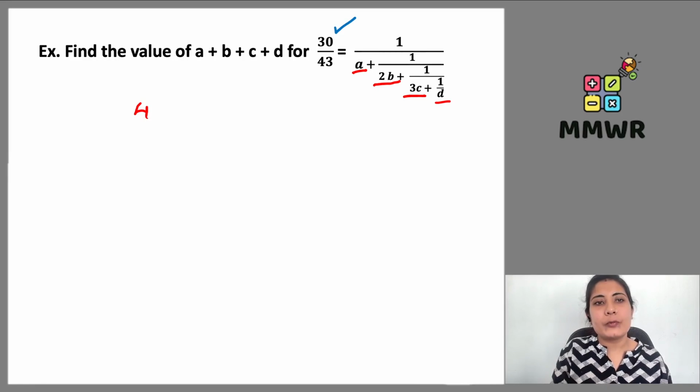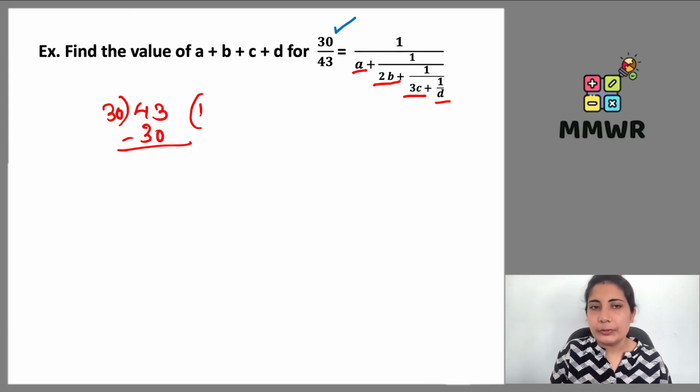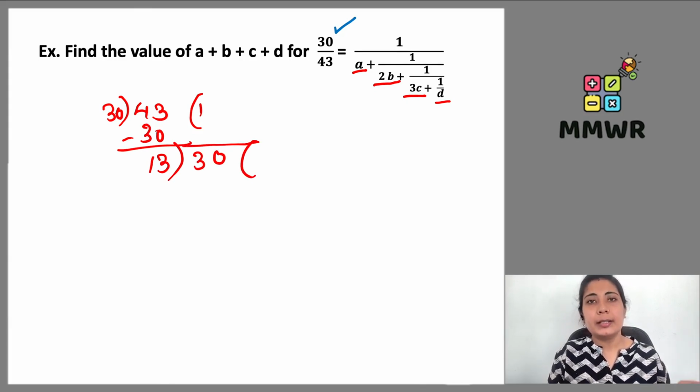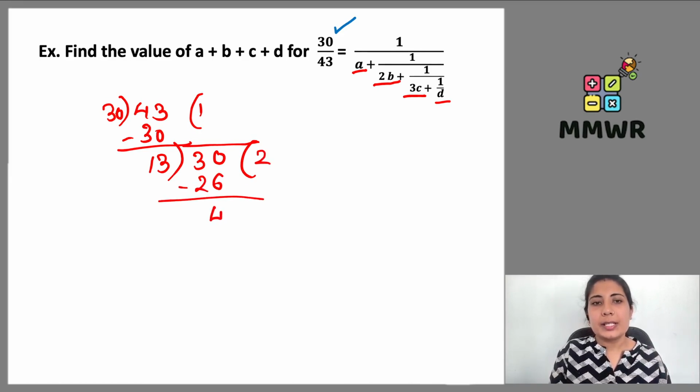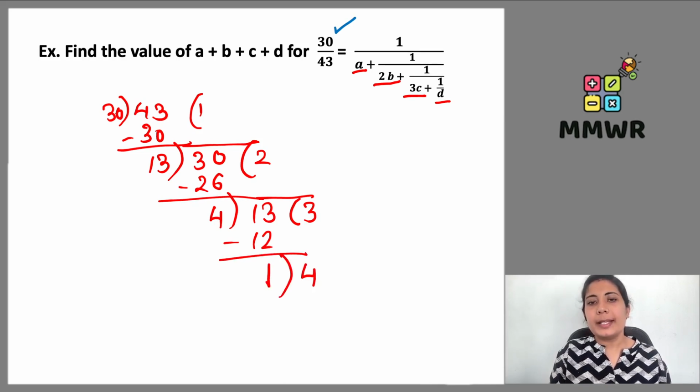So let's quickly divide this 43 by 30. In the table of 30, we get 30 only, which is smaller than 43. 13 is the remainder, and 30 will become the new dividend. Now 13 twos are 26, right? Remainder is 4. Dividing 13 by 4, 4 threes are 12. 13 minus 12 gives remainder 1. Dividing 4 by 1, 4 times, gives remainder 0.